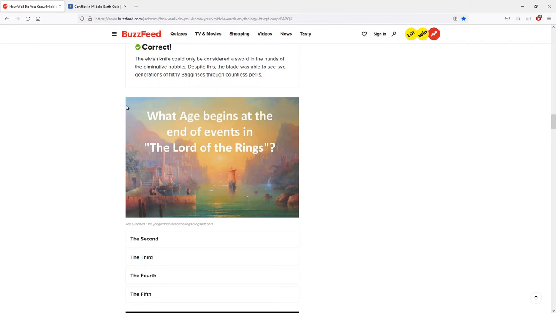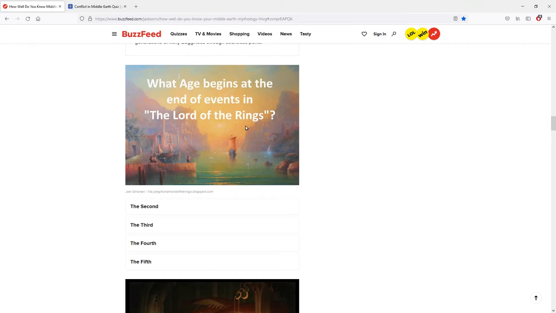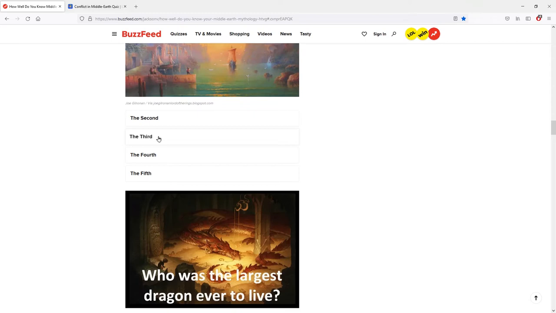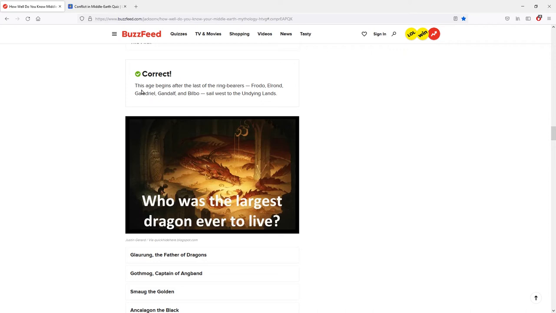What age begins at the end of the events in The Lord of the Rings? Second age, third age, the fourth age, or the fifth age? It's the end of the third and the beginning of the fourth. Correct. This age begins after the last of the ring bearers, Frodo, Elrond, Galadriel, Gandalf, and Bilbo, sail west to the Undying Lands.